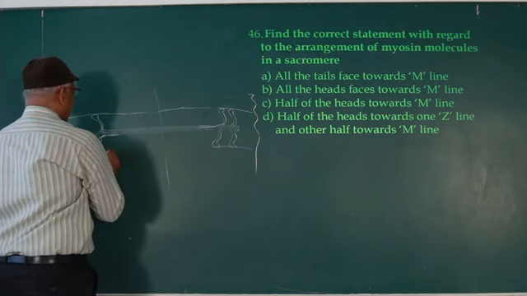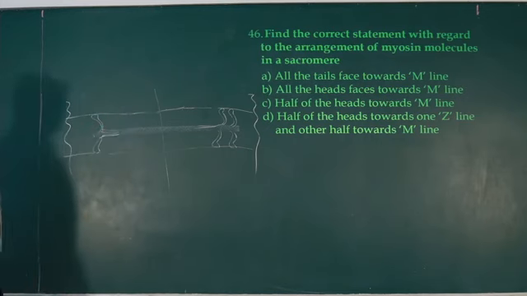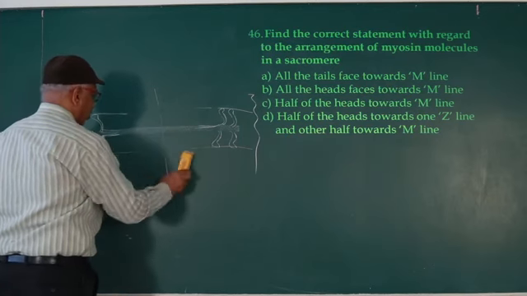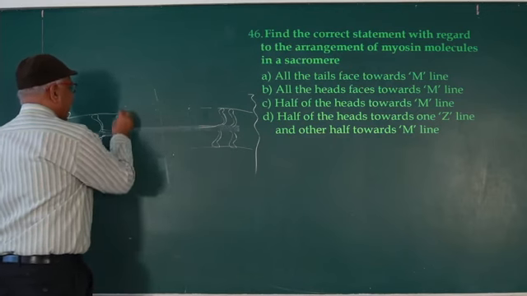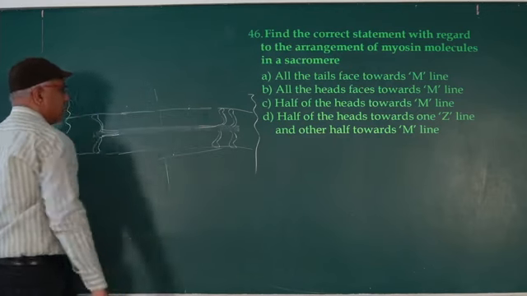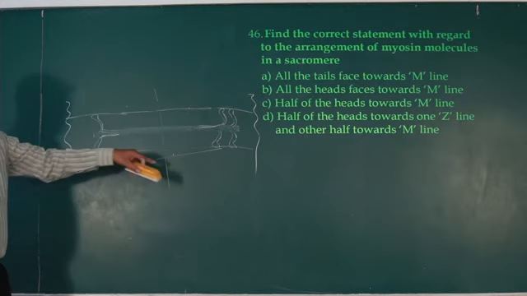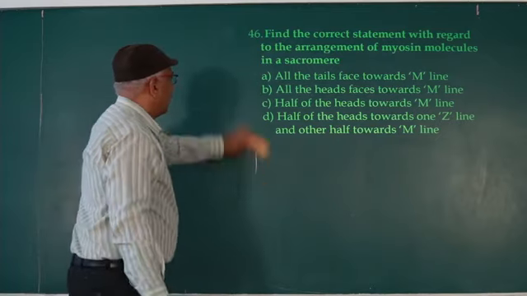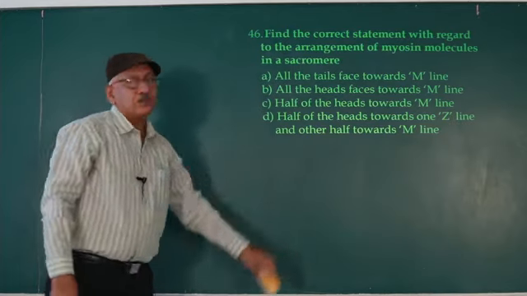Finally, in a maximally contracted sarcomere, the entire A band contains both actin and myosin filaments. That means the H zone disappears. What is the H zone? The part of the A band that contains only myosin filaments. Previously it was the H zone. Now, due to continuous pulling, actin filaments slide over myosin, so there is no H zone. The tails are facing toward the M line. So all the tails face towards the M line.